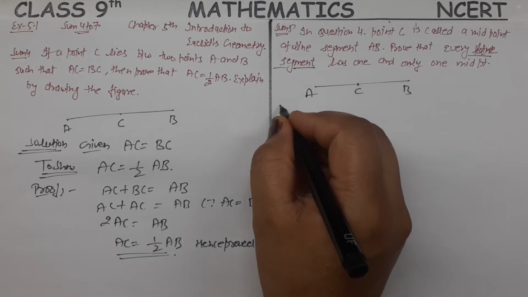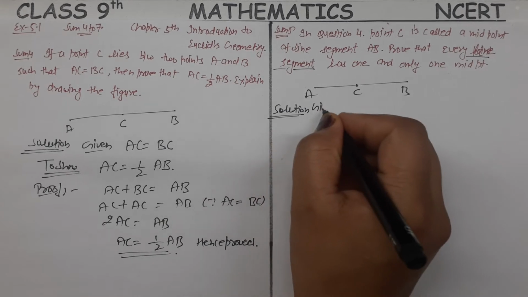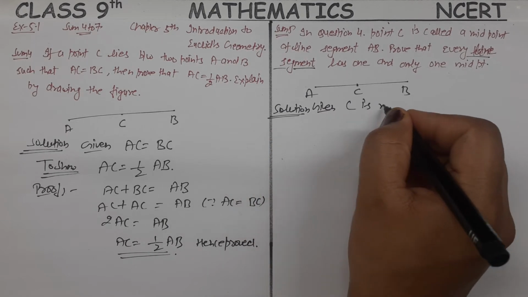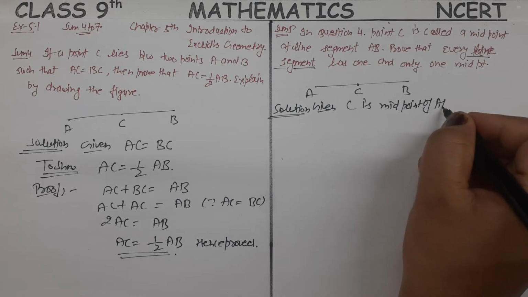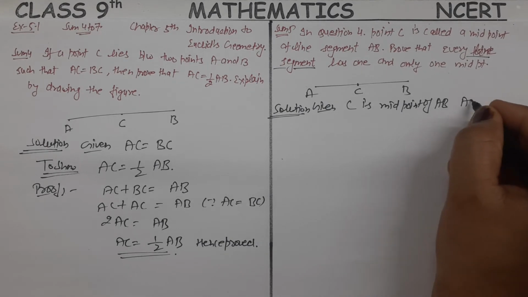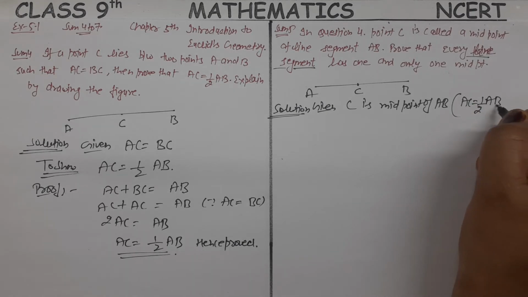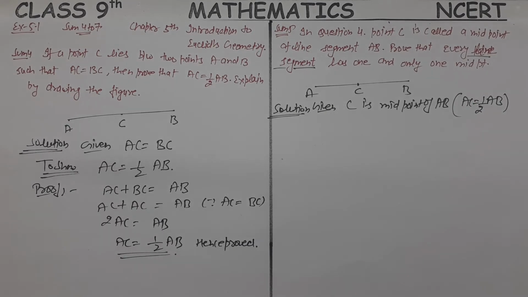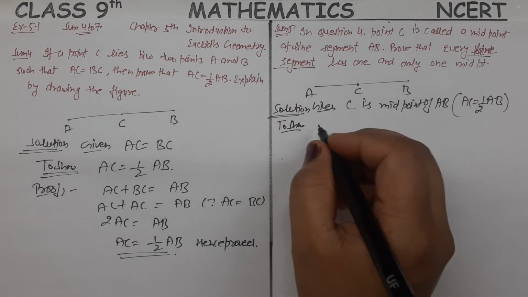We know that C is a midpoint of AB, that means AC is half of AB. To show.